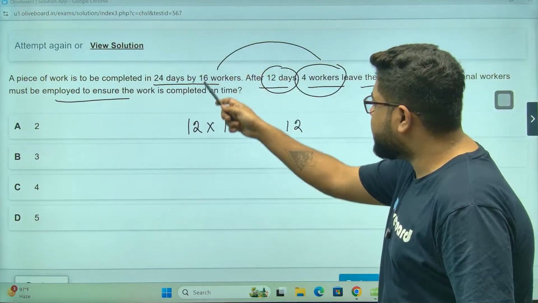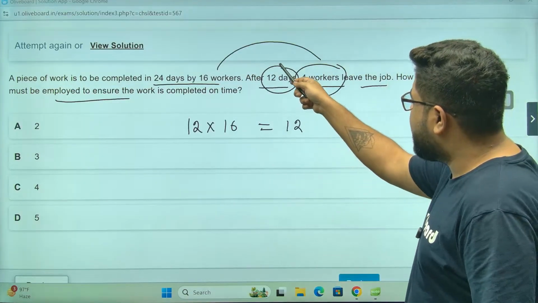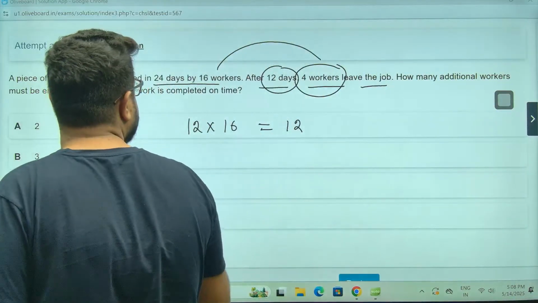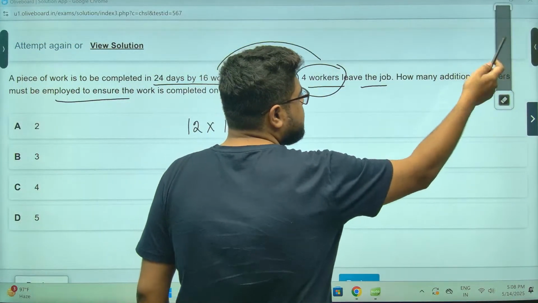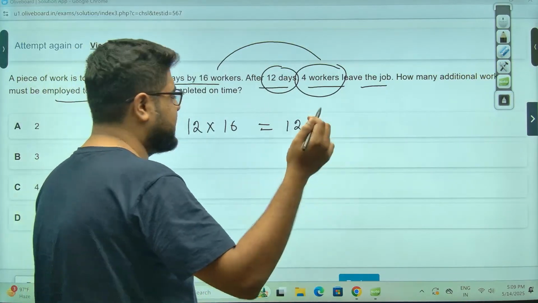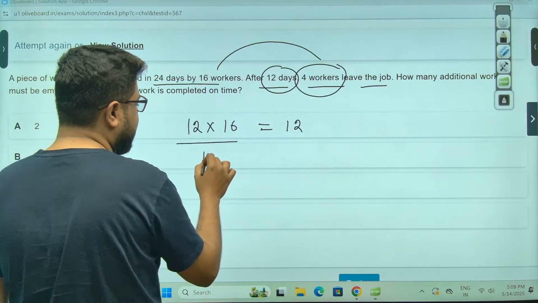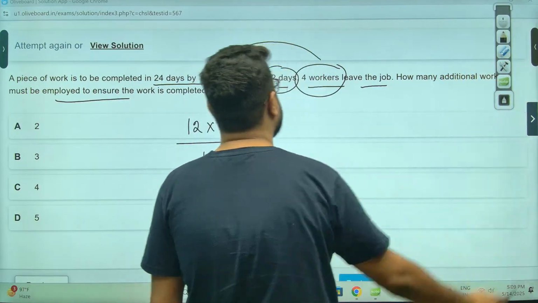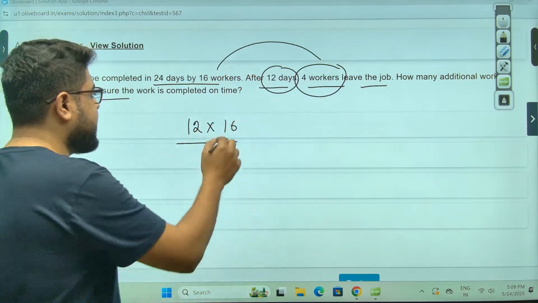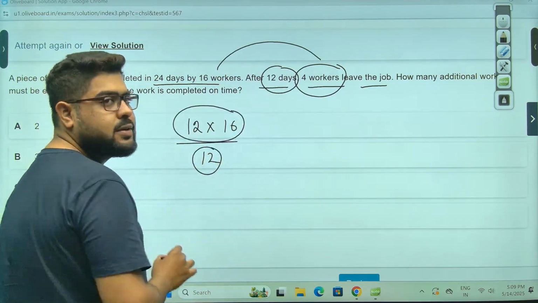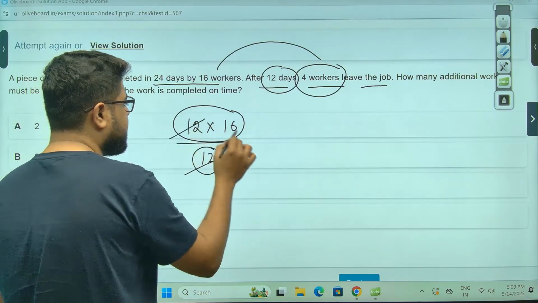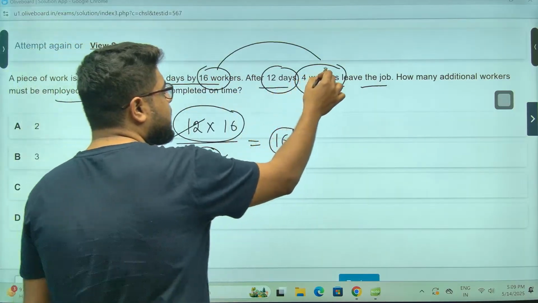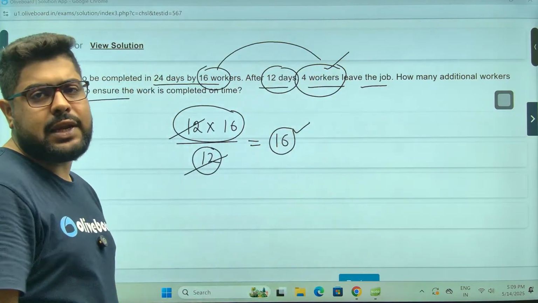Total, it was to be completed in 24 days. Now, out of that 24 days, 12 days are gone, so definitely 12 more days of work is remaining. This is very simple, so you divide this by 12. Why? Because they need to complete this remaining work in 12 days. So 16 workers will be needed, and definitely 16 workers were working.